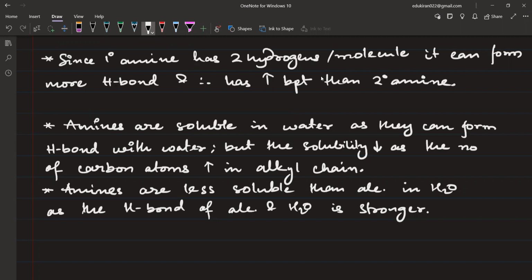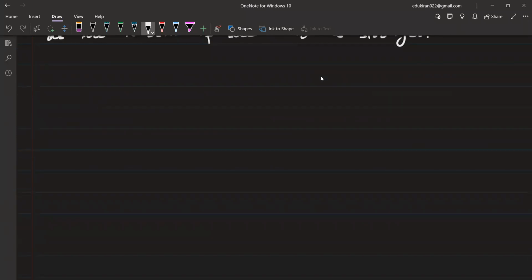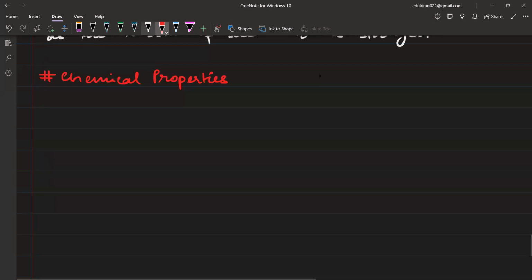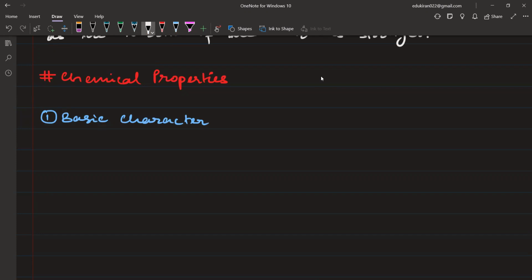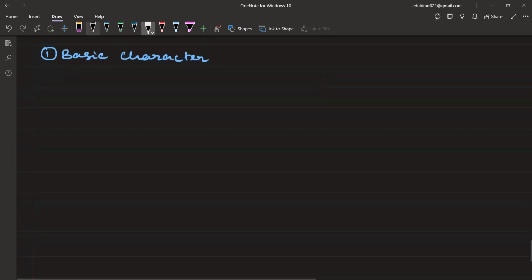Now, write next. Chemical properties. Next, chemical properties. Okay, in chemical properties, first of all, we are going to deal with the basic character. Please write next first topic: basic character. Now in basic character, first of all, we'll see the reaction with HX, and then we will look at the basic strength, and then we will also compare different types of amines.